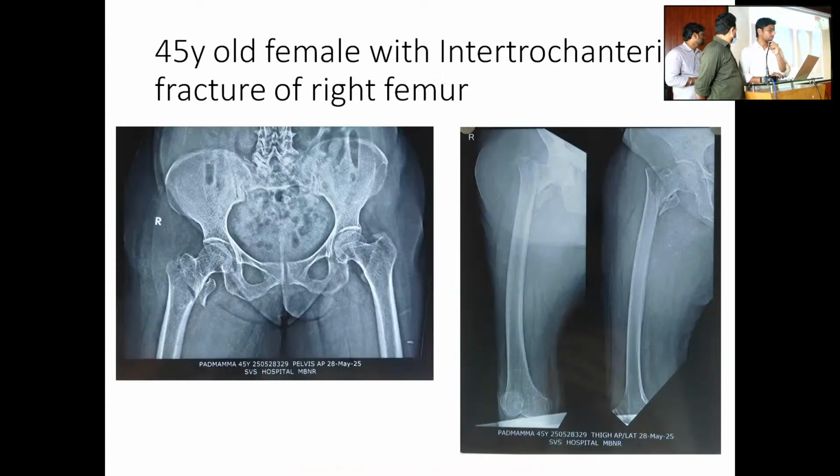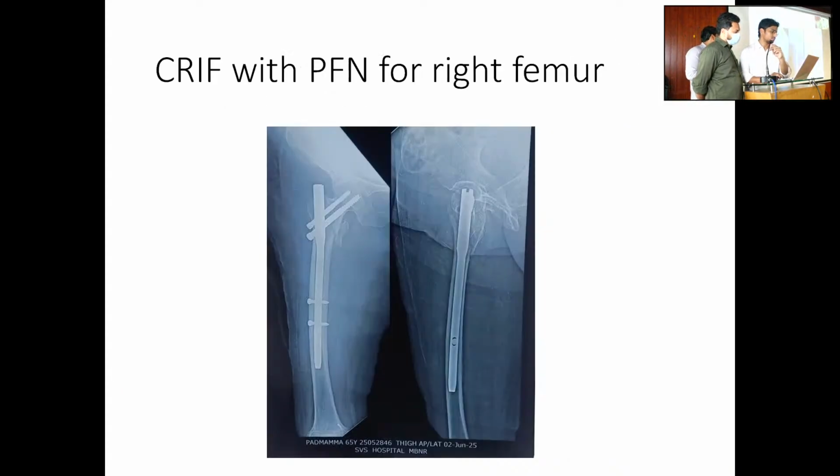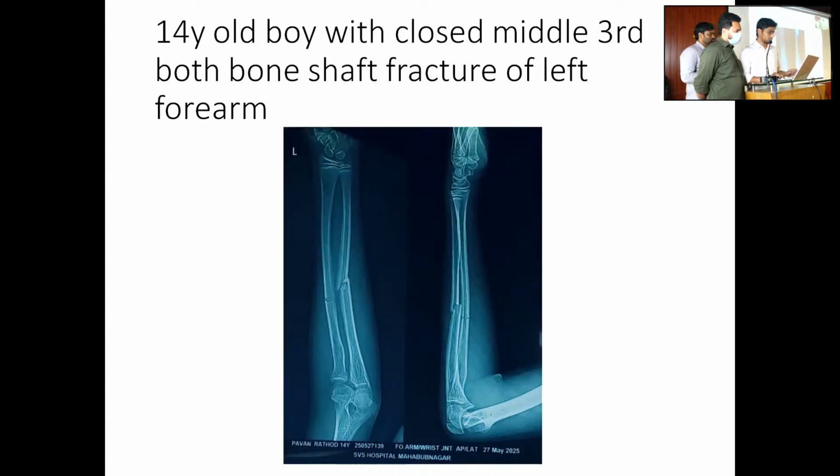This is a 45-year-old female with intertrochanteric fracture of right femur, sir. This is Boyd and Griffin type 2. We did closed reduction internal fixation with PFN, sir. Ideally, short PFN or long PFN. Generally, long PFN gives better results because there is a high chance of stress riser effect, peri-implant fractures, rehabilitation delay, and so on.